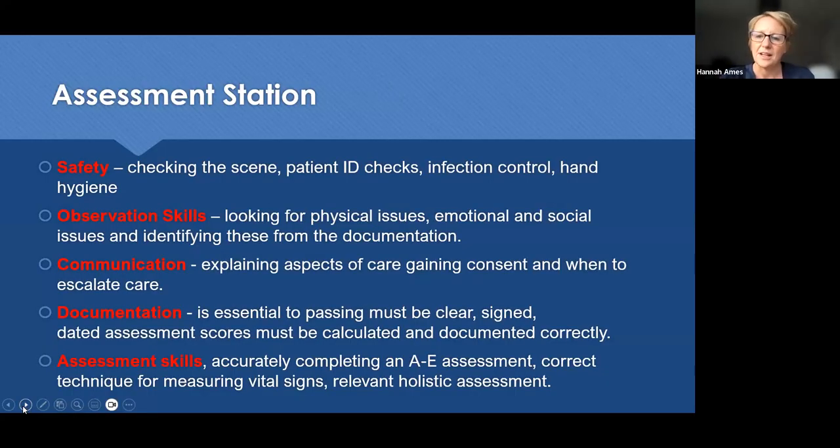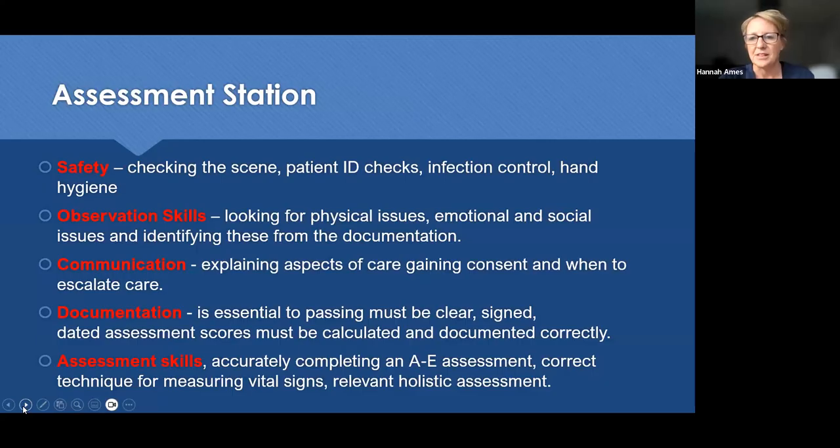So thinking about things like checking the scene, doing your patient and child ID checks, infection control, hand hygiene. Your observation skills, so you're going to be looking for any physical issues with your child, obviously doing a full range of assessment skills. Recognising any emotional distress within the child and the parent, any social issues as well, any issues that might put that child at risk. Picking these up from the documentation and ensuring you address those in your holistic assessment.